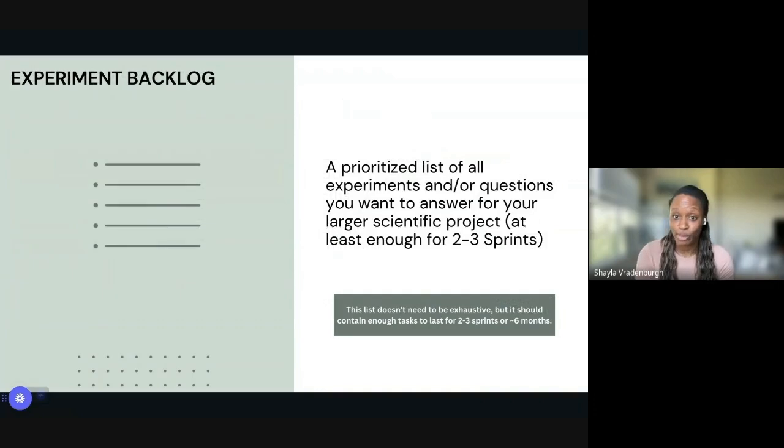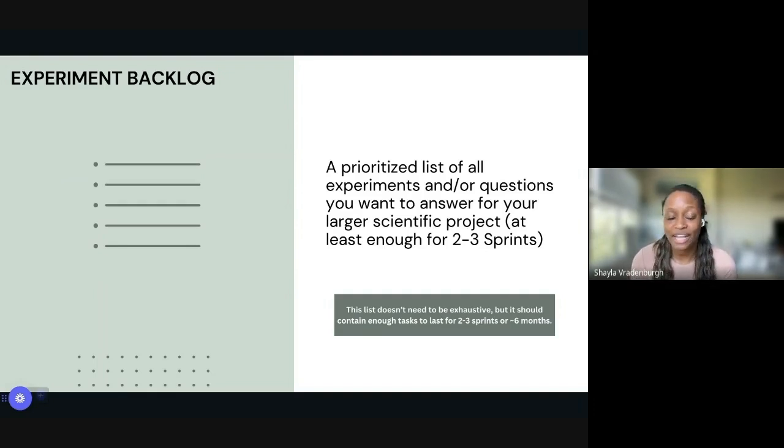So first you have that experiment backlog. Again, this is going to be a prioritized list of all of the experiments or questions that you want to answer for your larger scientific project. If you're anything like me, the thought of that sounds incredibly daunting. How are you supposed to know every single thing that you're going to need to do for a project? The reality is, for some projects, you won't. For most projects, you won't.